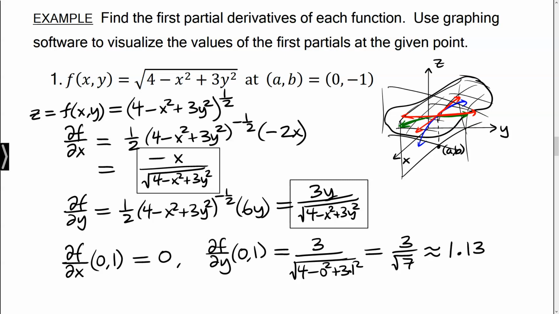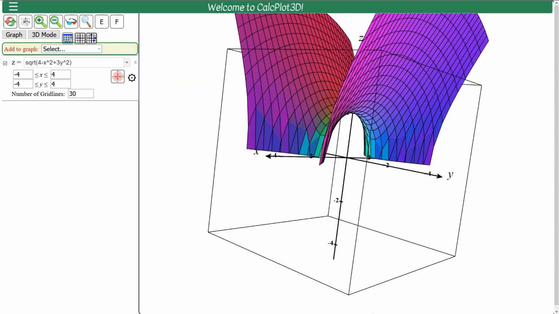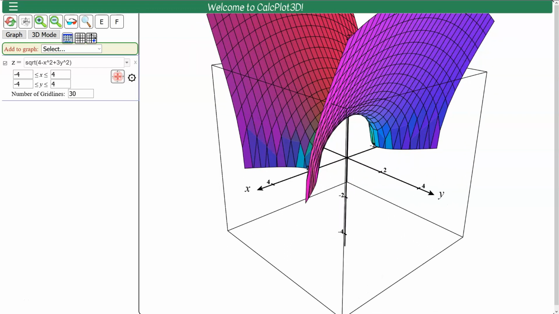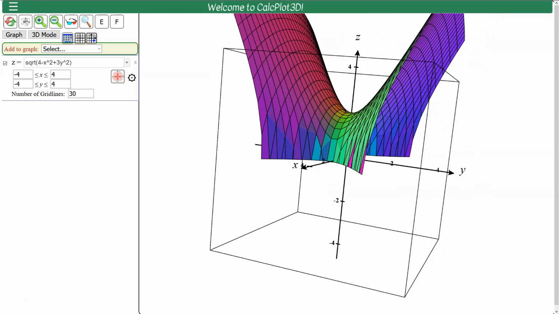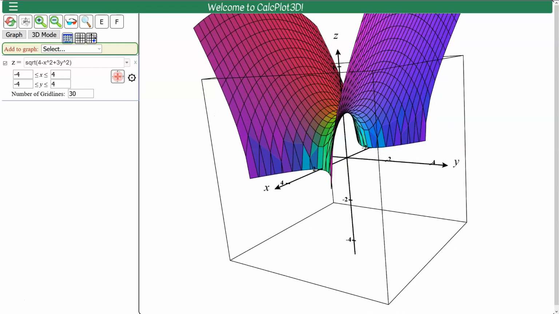3 divided by square root 7 is about 1.13. So that's what we expect to see here. We expect to see a tangent line in the x direction of slope 0, and a tangent line in the y direction of slope about 1.13. So here's what the graph looks like. So this is a hyperboloid of one sheet, but notice it's only half of it. So there would be another half that's symmetric below the xy plane, but it's not there.